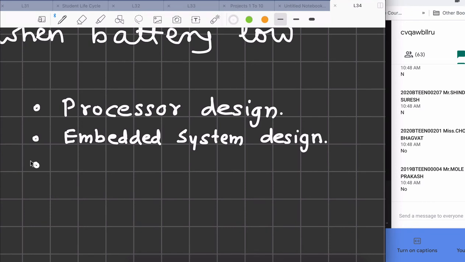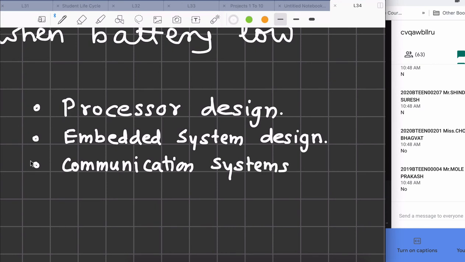It is used in communication systems. It is used in various other applications like power electronics. In a variety of applications, wherever you need a variable clock, you can implement this.